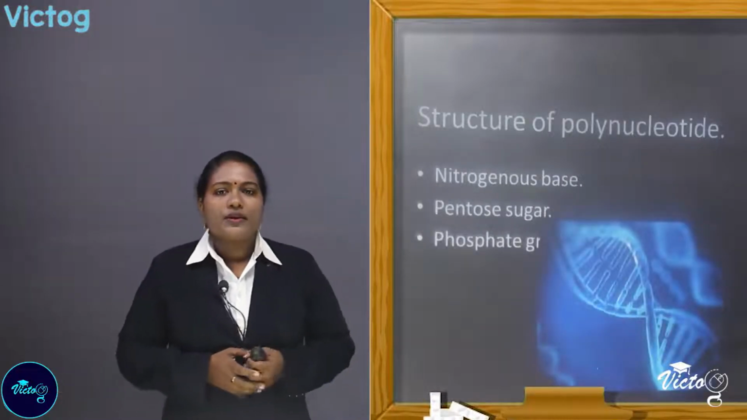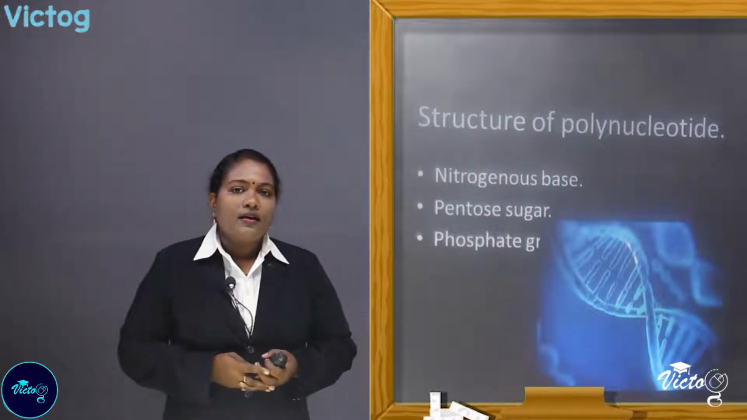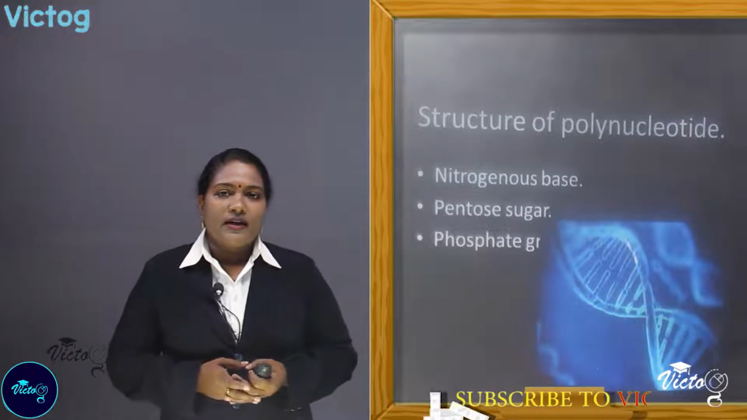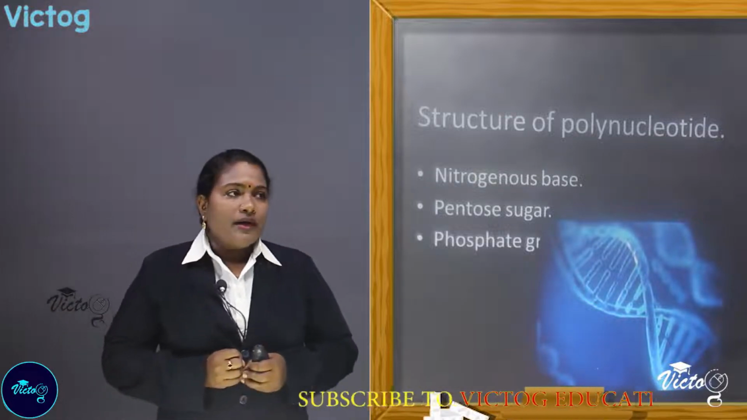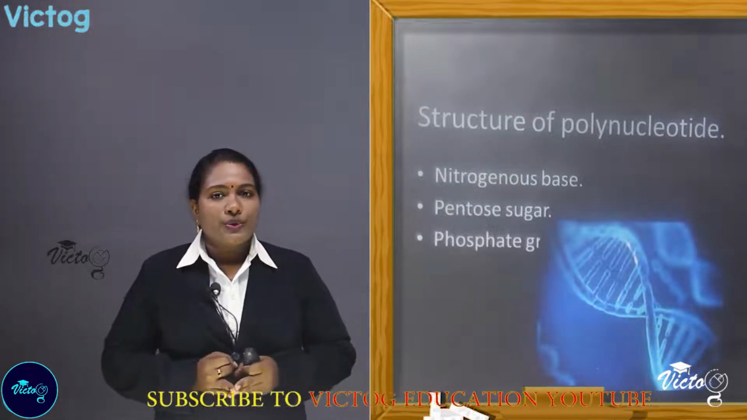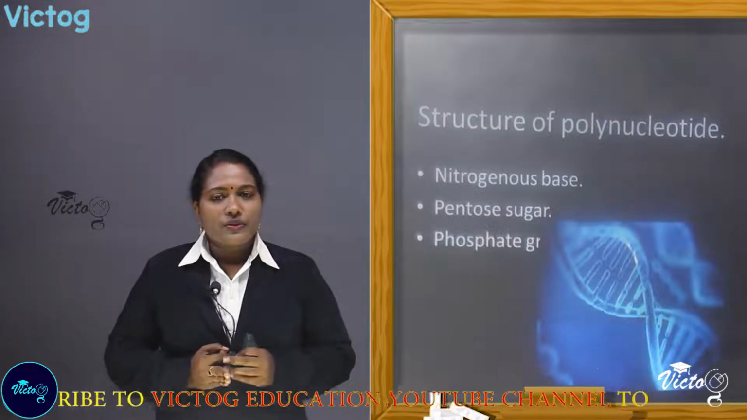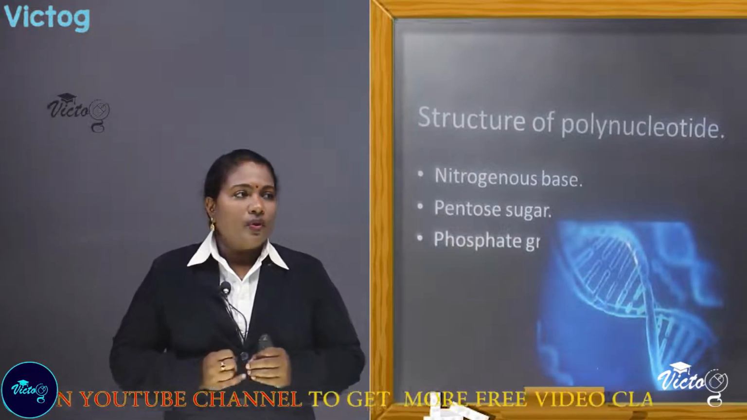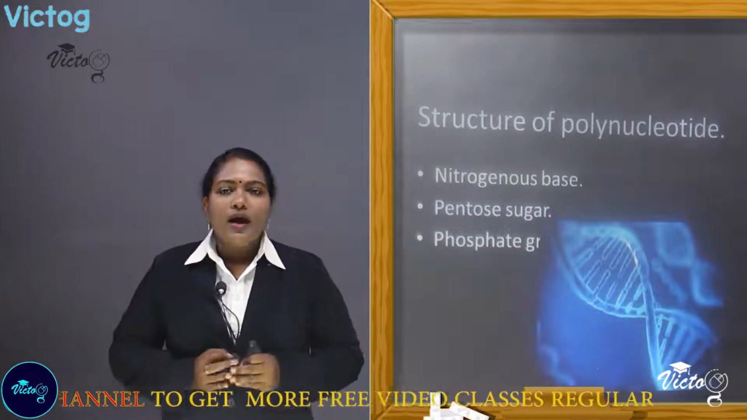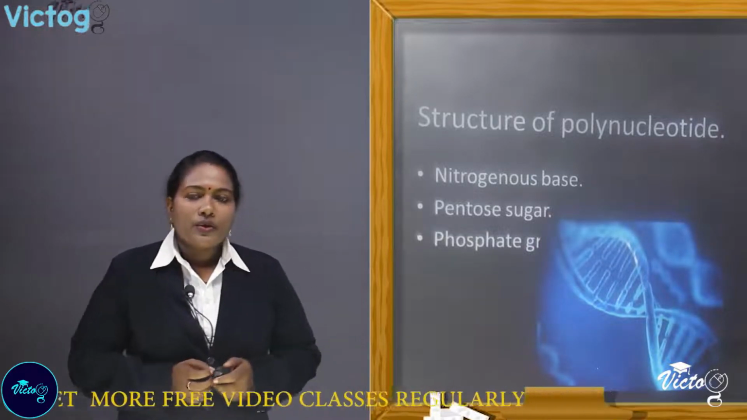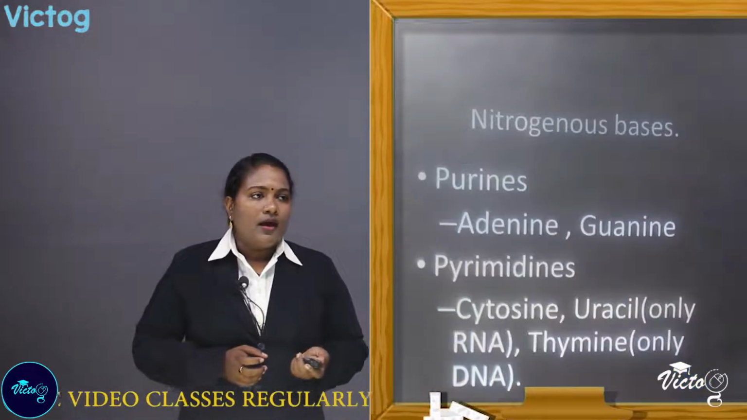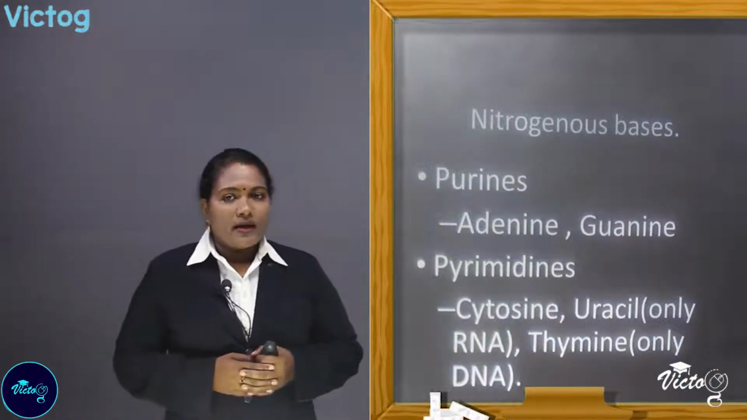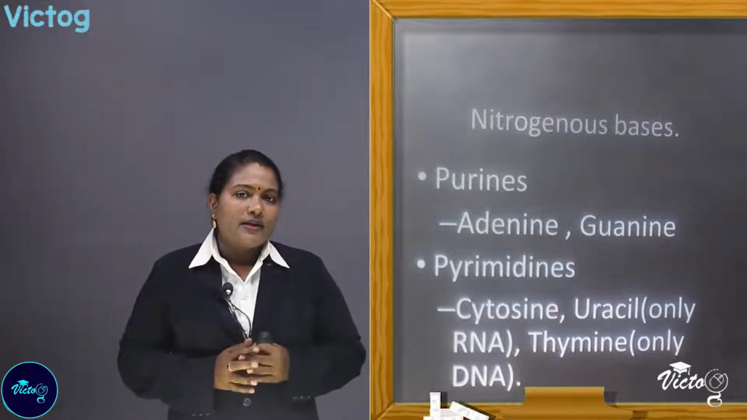When we come to the structure of DNA or RNA, the genetic material, we can see that there are three parts: a nitrogenous base, a pentose sugar, and a phosphate group. These three combine to form a genetic material. There are two types of nitrogenous bases, purines and pyrimidines. Purines are adenine and guanine.